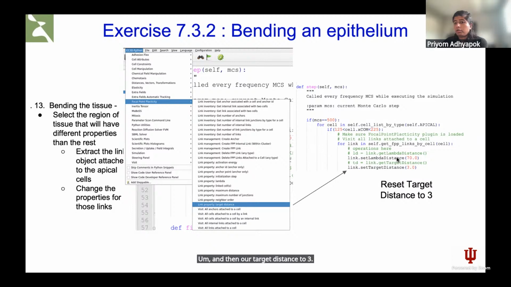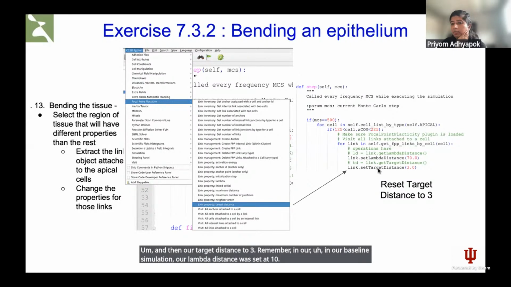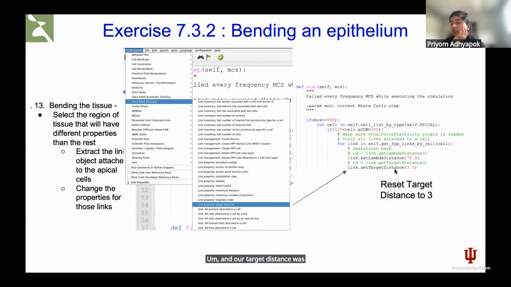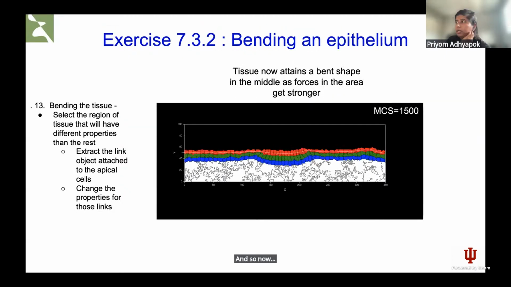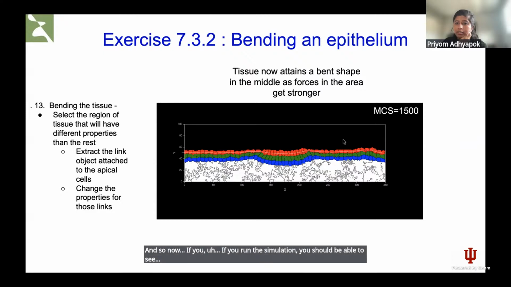Remember, in our baseline simulation, our lambda distance was set at 10, and our target distance was set at 7, which is the width of the cell that we had picked. So now we're messing around with these properties a bit. And so now, if you run the simulation, you should be able to see an output like this.